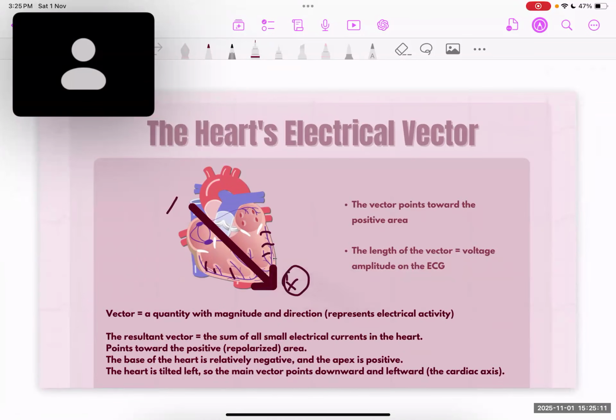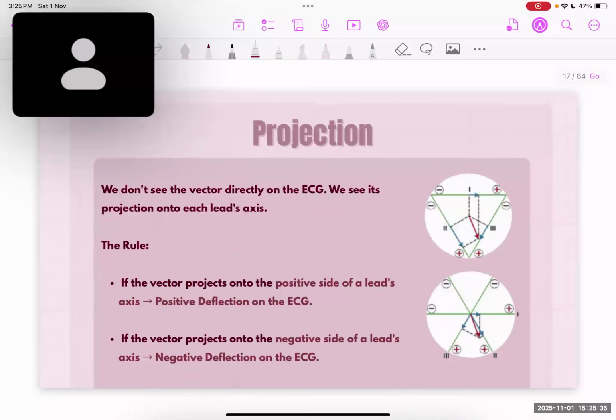So the arrowhead is always going to be towards the positive area, and the length of your vector correlates to the amplitude of the voltage that you're going to see in the ECG. So let's say you have a small arrow and you have a big arrow. This one, you're going to have a smaller amplitude, and for this one, you're going to have a bigger amplitude. And if it's in the reverse direction, it's going to show as an upside down or a negative deflection if it goes against.